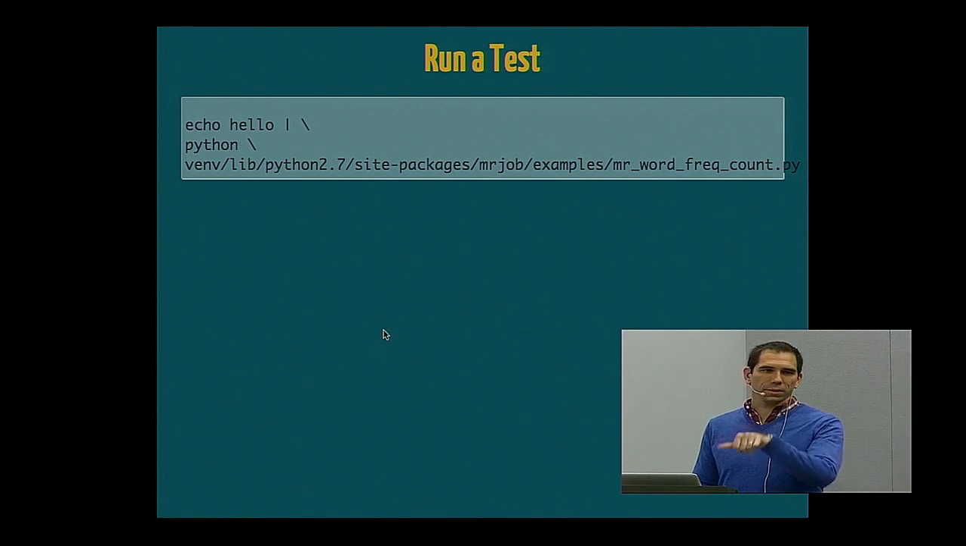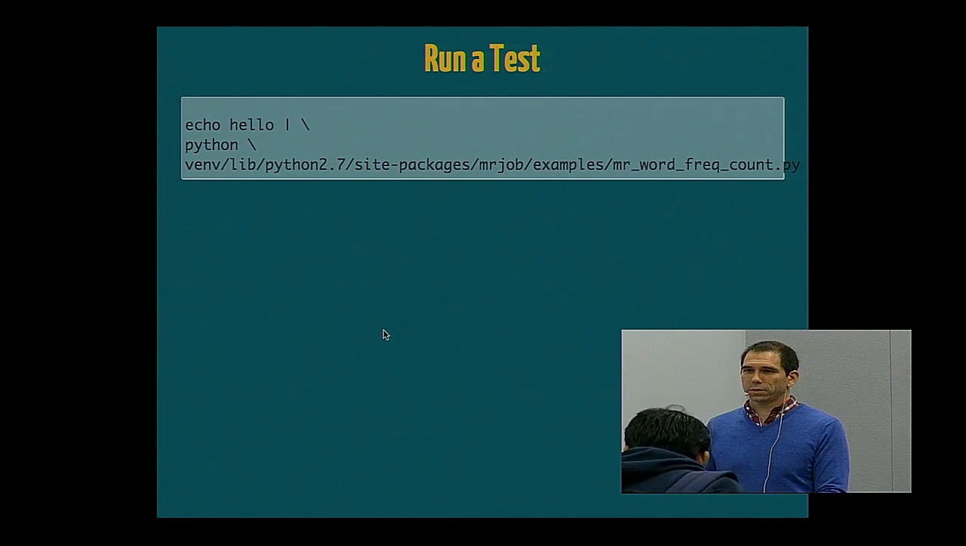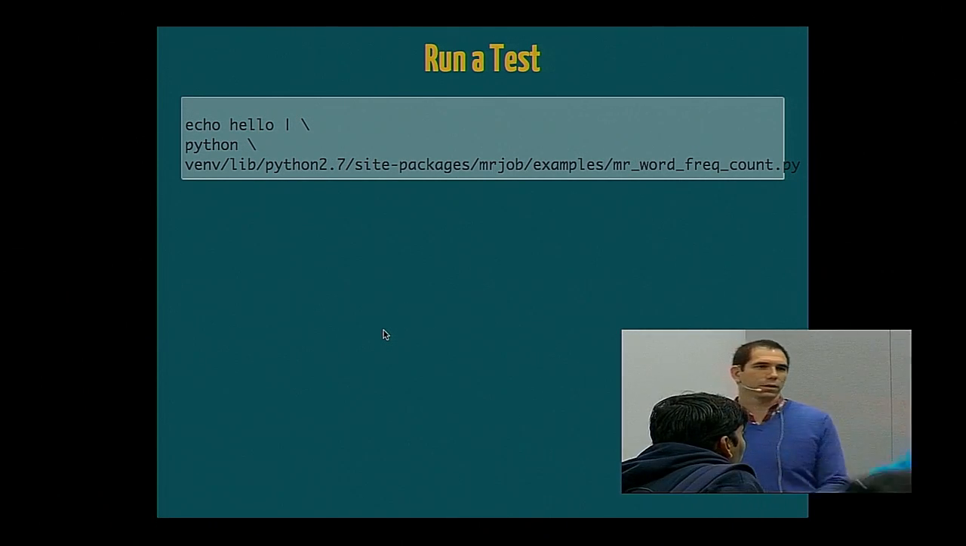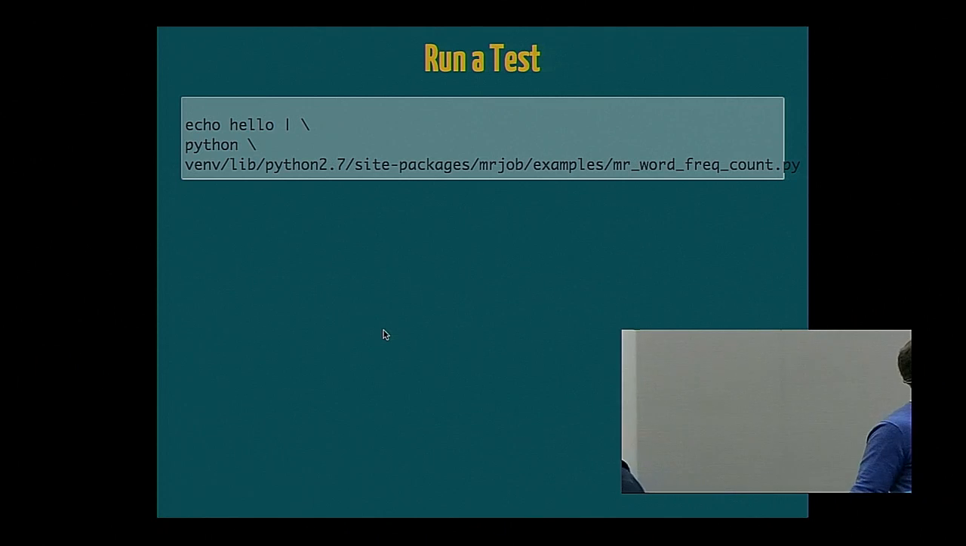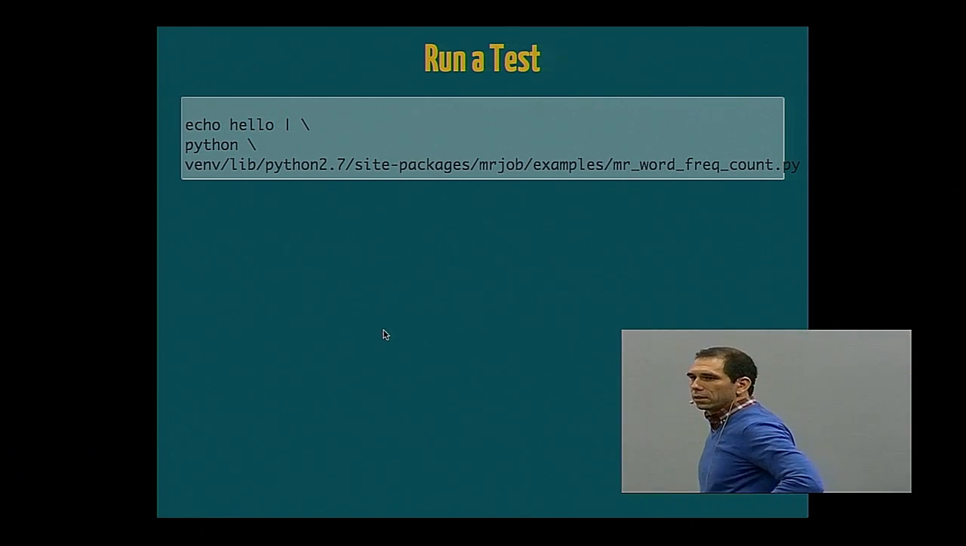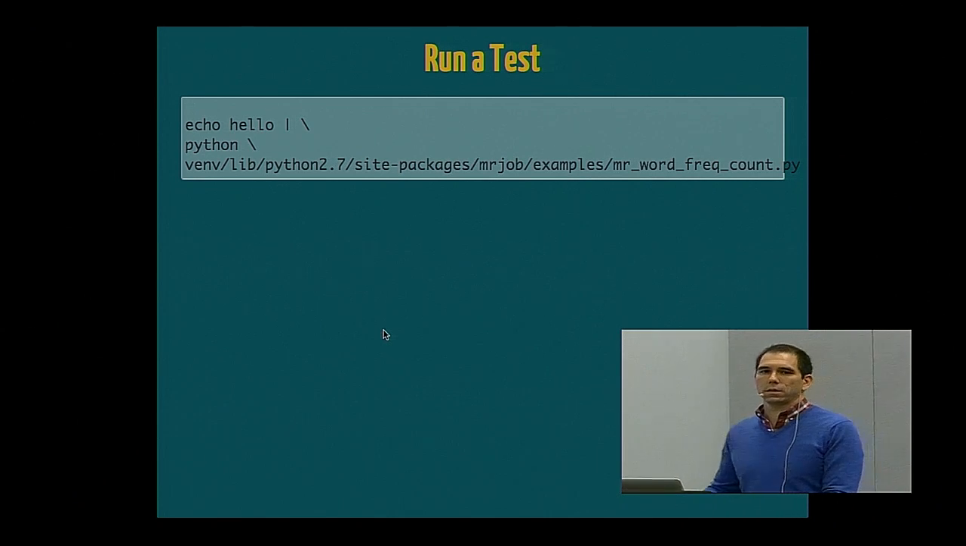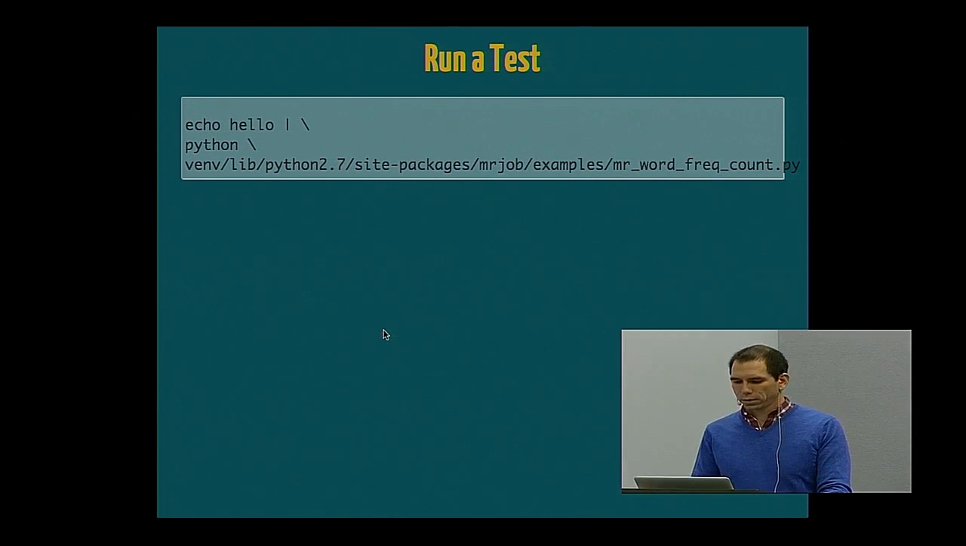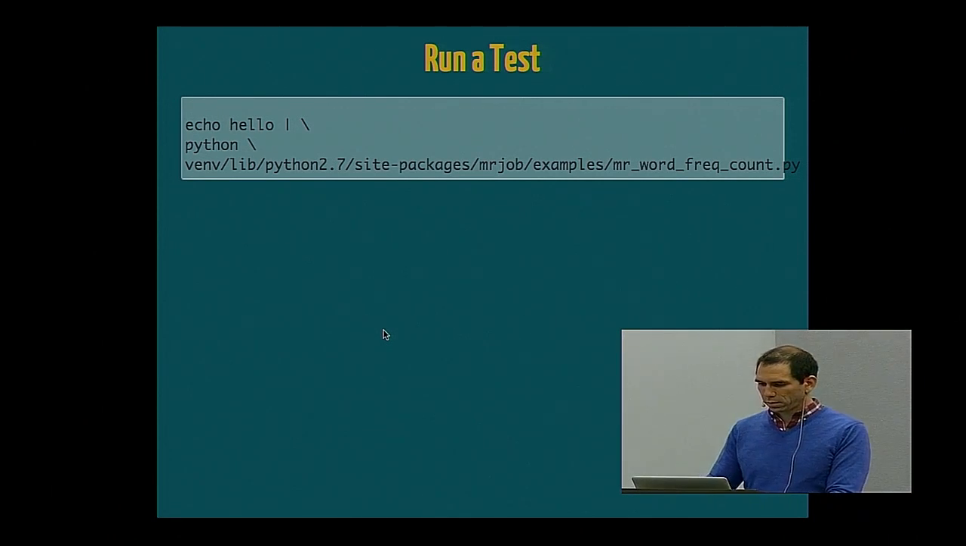There's a couple seats up here too. All right. Anyone having trouble running this? So this should output some debugging information and then just a word count, which will be hello and 1.